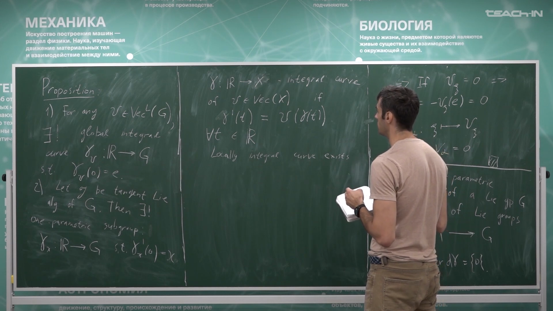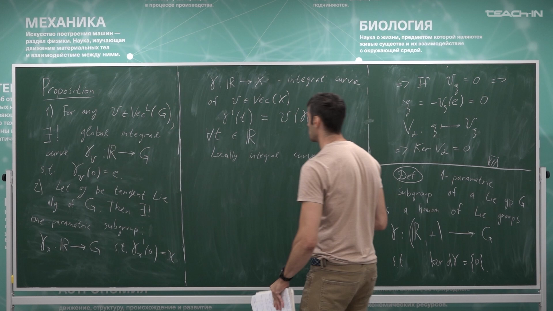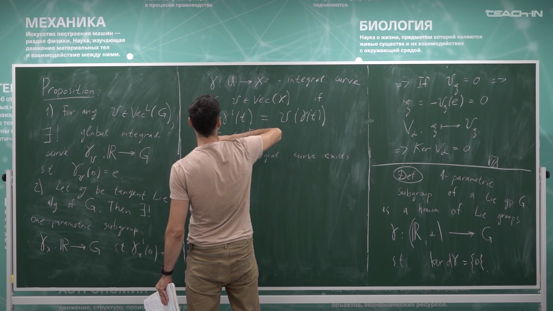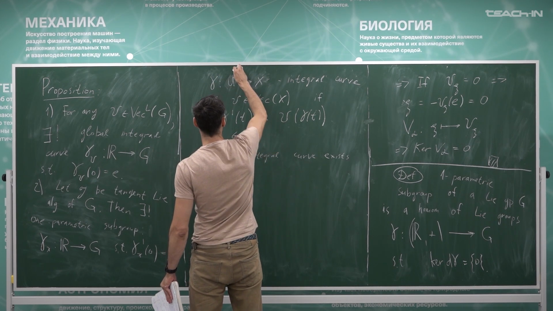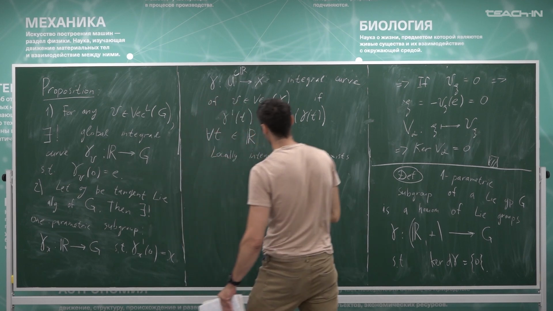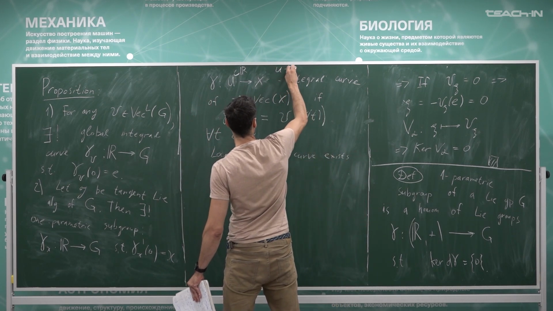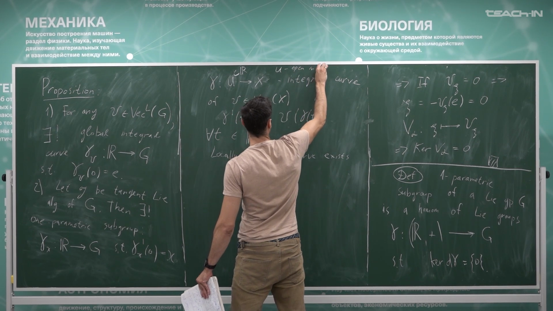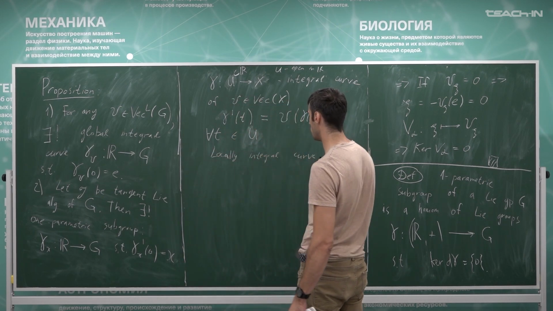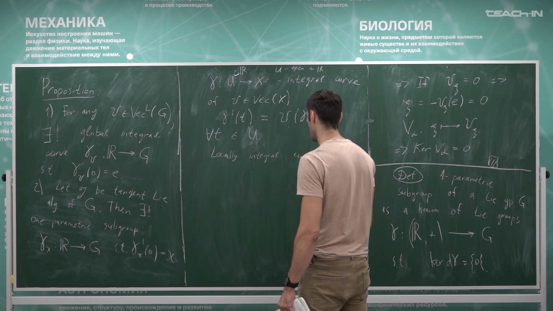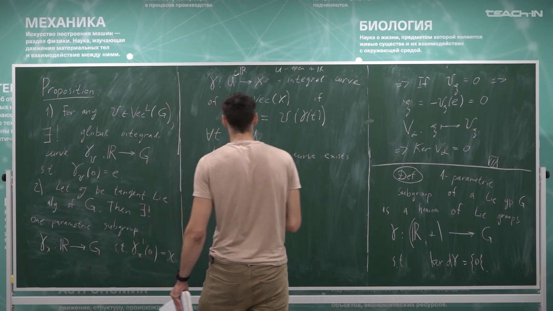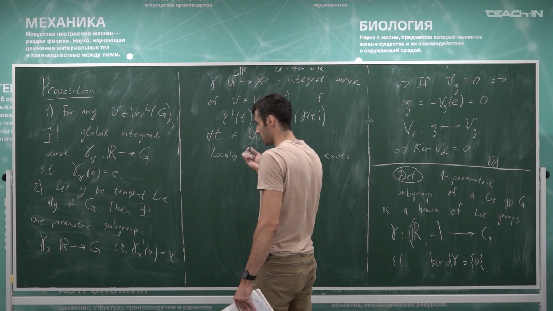And, well, locally means, so actually here I can consider some U which is an open subset in R. So U is open in R. And here I should replace this. So this is called a local integral curve, right? And they always exist.